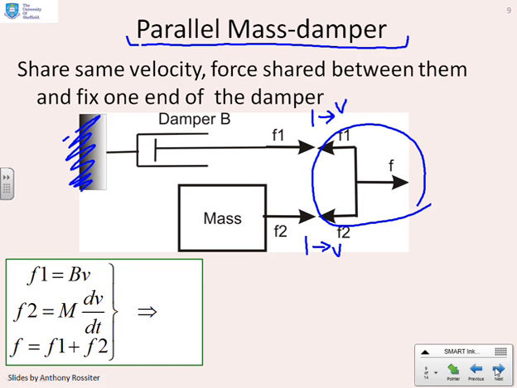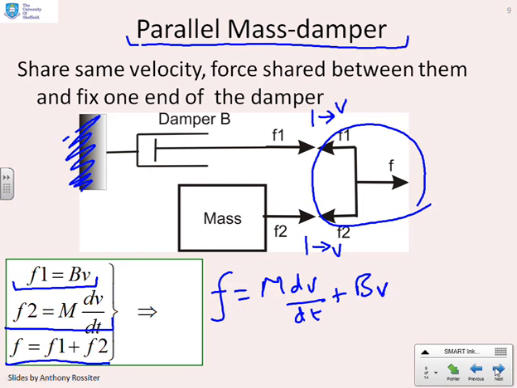Now in this case, you'll see I can model the damper, F1 equals BV, the mass, F2 equals m dv/dt, and the force balance, F equals F1 plus F2, and therefore I get F equals m dv/dt plus BV. And you'll notice this is actually the same equation as I got for the car earlier. So if I have this arrangement where one end of the damper is fixed and the other end is free, and the free end is connected in parallel with a floating mass, then we have a simple first order model which represents the behaviour.